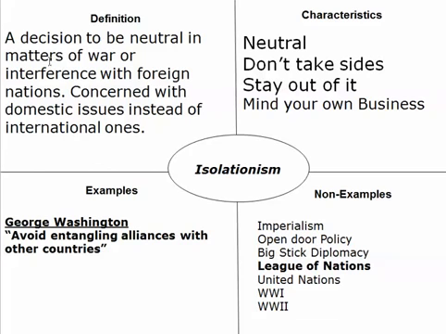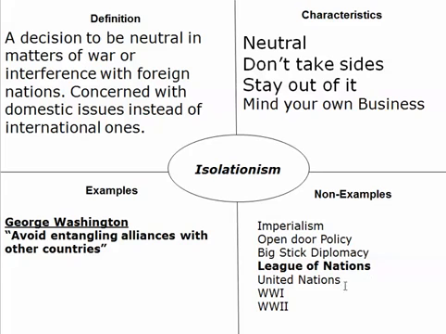Alright, so what does isolationism mean? A decision to be neutral in matters of war or interference with foreign nations, concerned with domestic issues instead of international ones. That would be a good definition. Characteristics: remain neutral, don't take sides in foreign affairs, stay out of that, mind your own business. An example would be what George Washington told us to do in his farewell address: avoid entangling alliances with other countries. Non-examples would be our imperialism, definitely, at the beginning of 1898, 1900, open door policy or big stick diplomacy under Roosevelt. The League of Nations would definitely be a non-example of isolationism if we joined it.